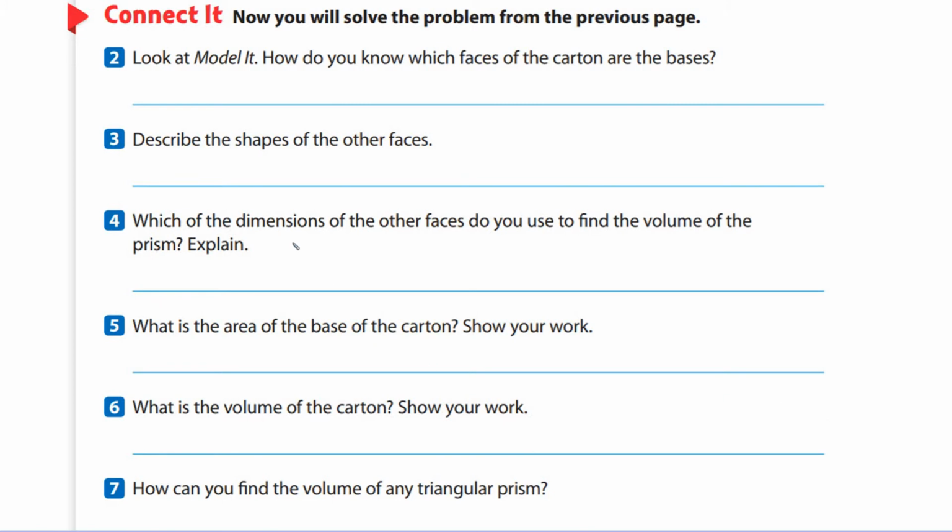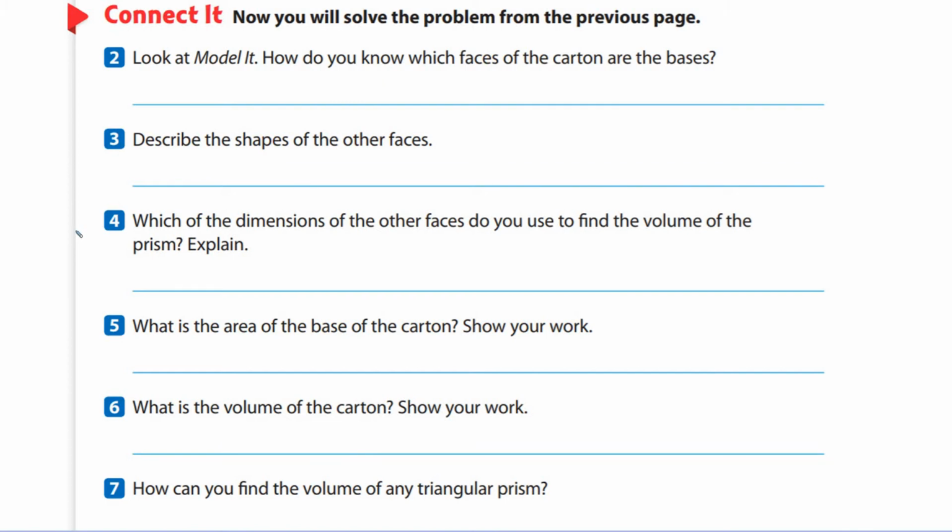Question 2. Look at model it. How do you know which faces of the cartons are the bases? We kind of broke it down, but let's see if you can answer that again. Question 3. Describe the shapes of the other faces. Question 4. Which of the dimensions of the other faces do you use to find the volume of the prism? And please explain.